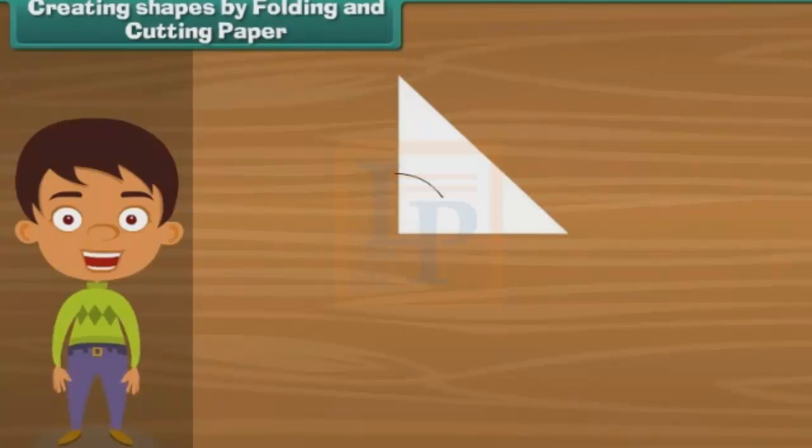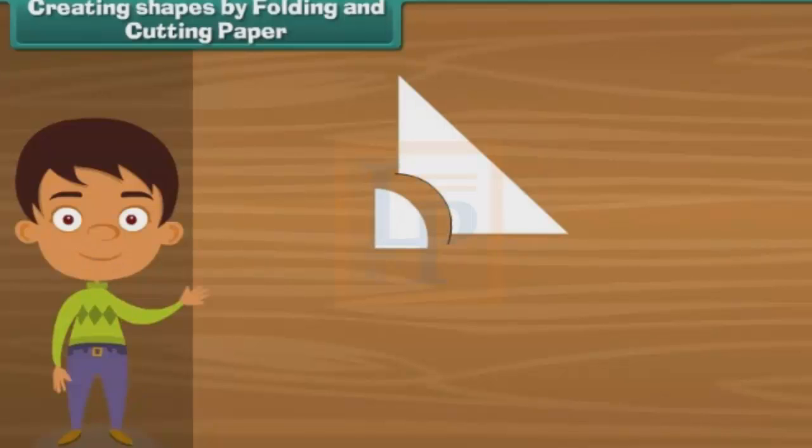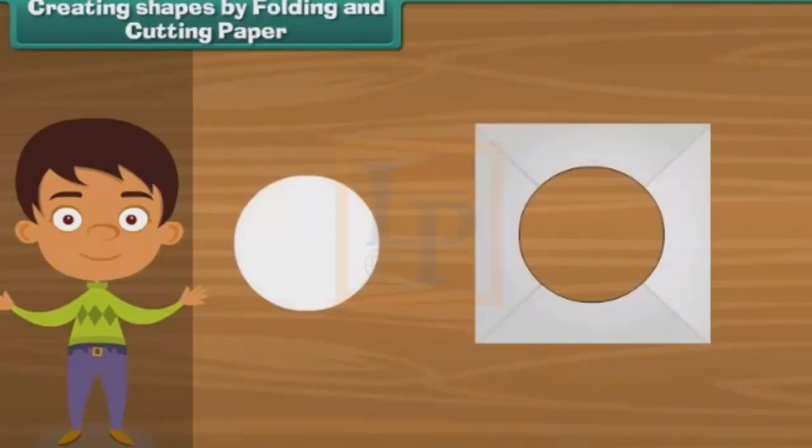Draw a curved line on it and cut it on the curved line. It is divided into two parts. Finally, open the two folded parts. Look at it. It's wonderful to see two pictures, one of which is a circle.